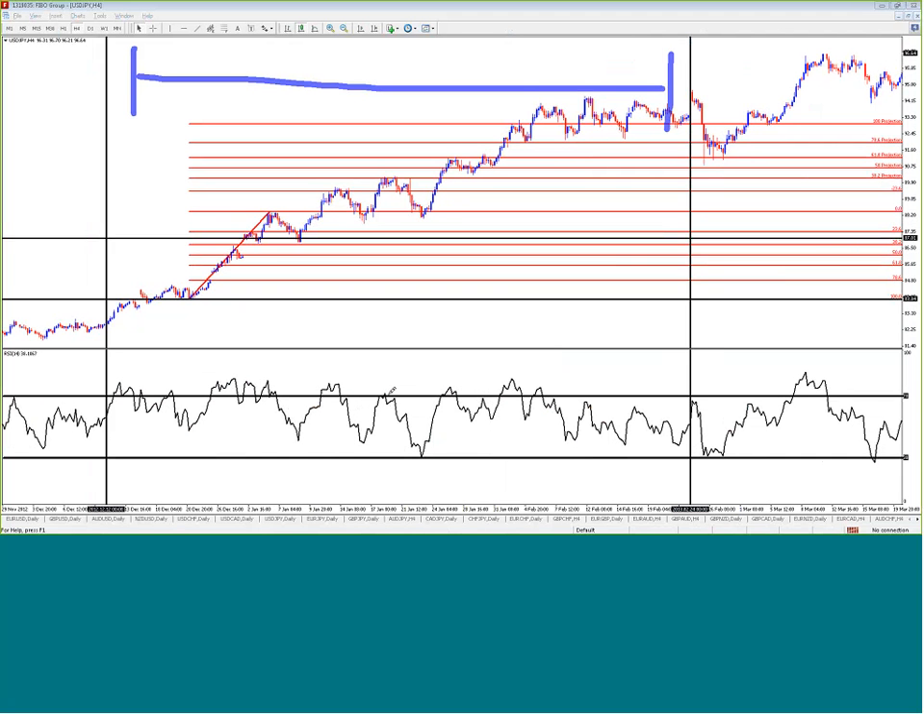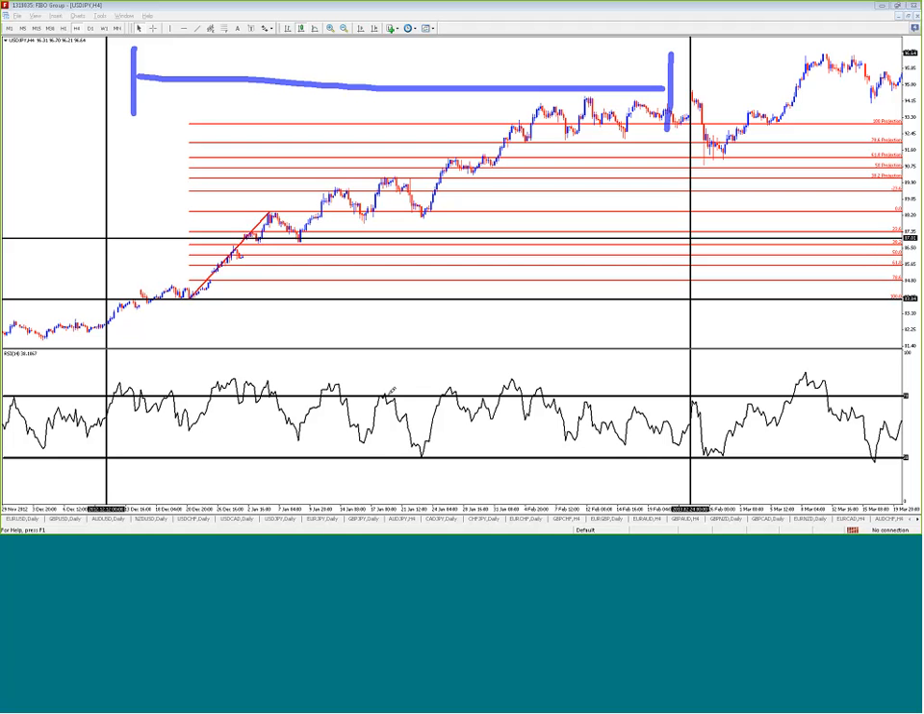What happened in the dollar yen between December 12th and February 24th? It went up. It went up a lot. It went from 83, 84 hundred up to 93, 94. It went up 1,000 pips in 2 months. That's a very, very good move.